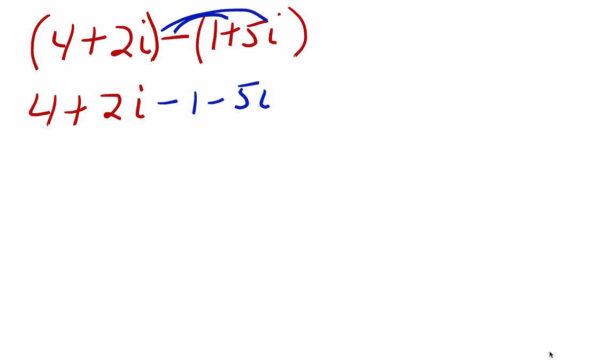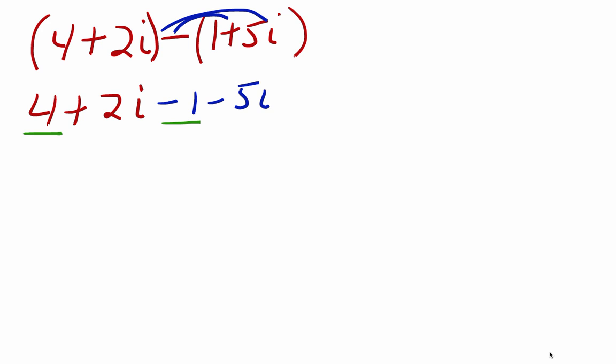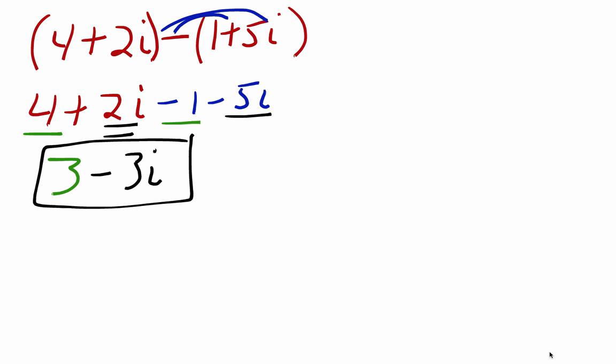Alright, so now we're going to put the like things together. So we have the 4 and that's negative 1 or minus 1, which would be 3. And then we also have the 2i and the 5i. So that would be minus 3i. So then that would be my answer there. Let's try another one here.